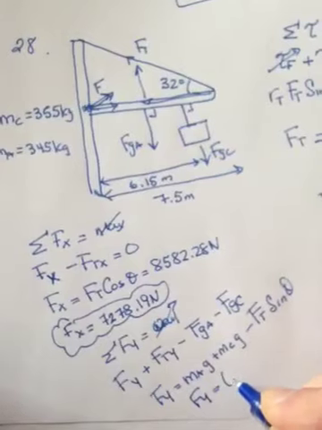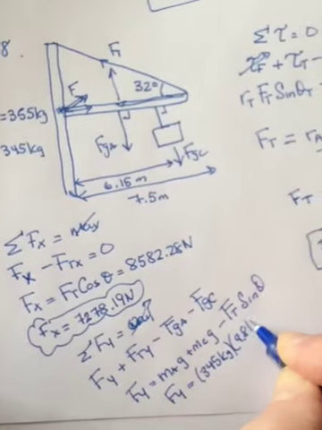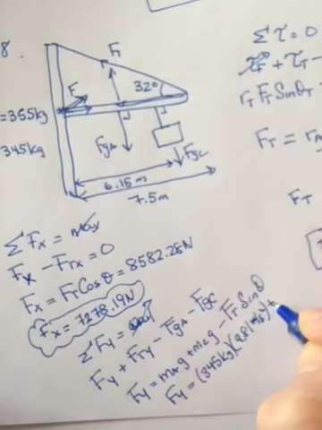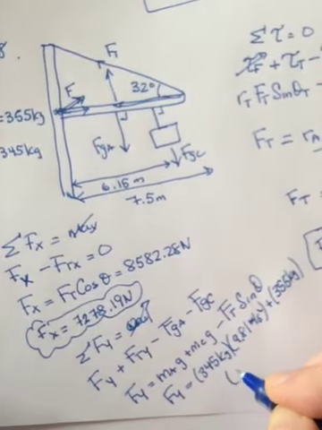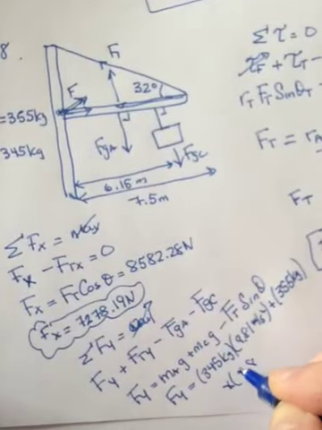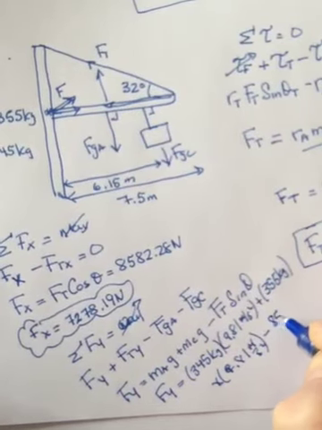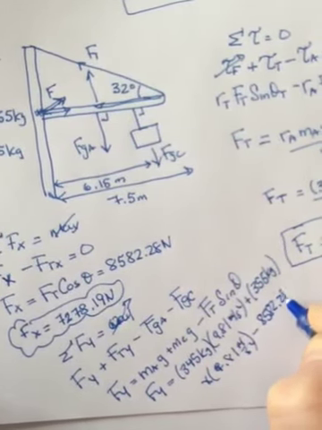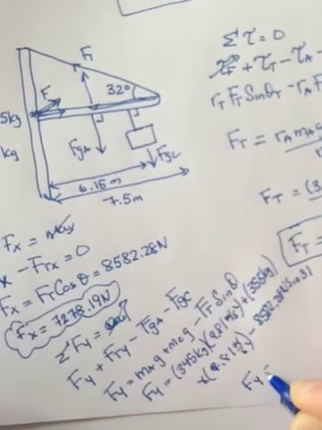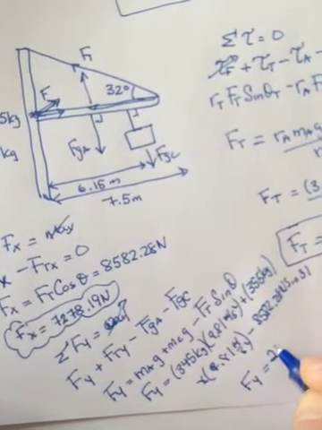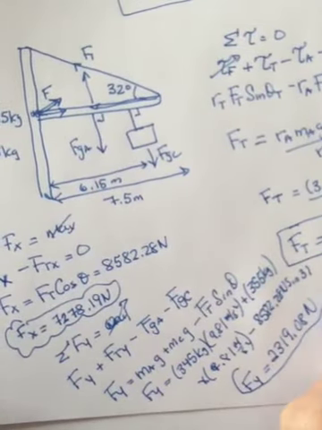So Fy will be, the arm was 345 kilograms times 9.81 meters per second squared plus 355 kilograms times 9.81 meters per second squared minus the 8582.28 newtons sine of 32. And when you do that, you get an Fy of 2,319.08 newtons.